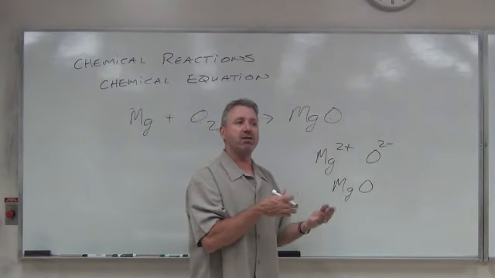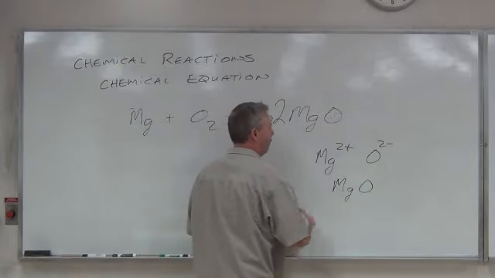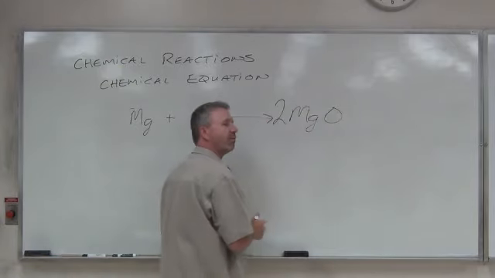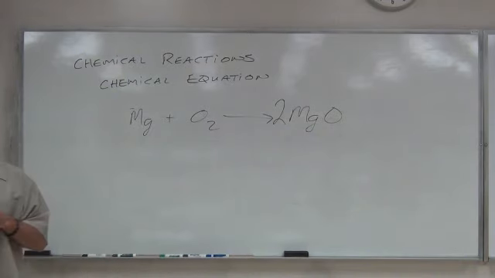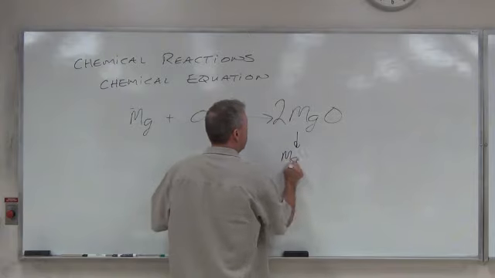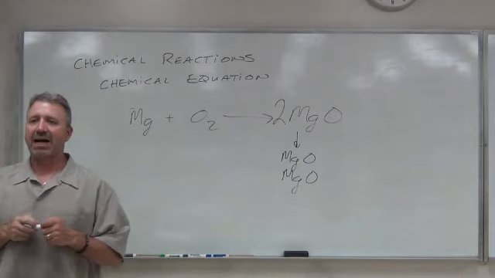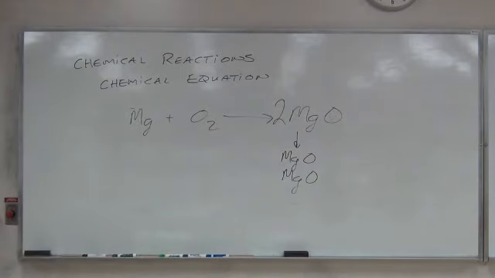But we can change the number of formulas. I can put a big 2 out front. This is a coefficient, or more correctly, a stoichiometric coefficient. But what this now says is this: I have two magnesium oxides. I have two of the entire formula now. Okay?